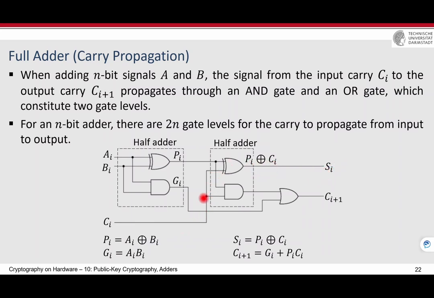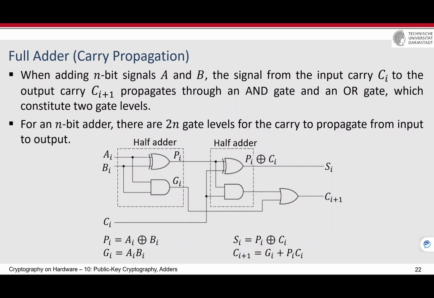These are the 2 formulas. Then the output S, which is the sum, is the XOR of the carry with the PI. And here is another formula, which is the OR between GI and the result of the carry with the PI. PI and carry go to the AND, and then it generates here.